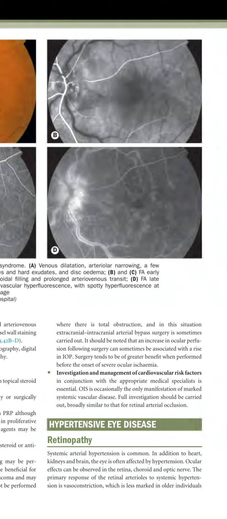Systemic arterial hypertension is common, and in addition to heart, kidneys and brain, the eyes are often affected by hypertension. Ocular effect can be observed in the retina, choroid and optic nerve. So basically such effect can also be observed in the retina, choroid and optic nerve. The primary response of the retinal arterioles to systemic hypertension is vasoconstriction.